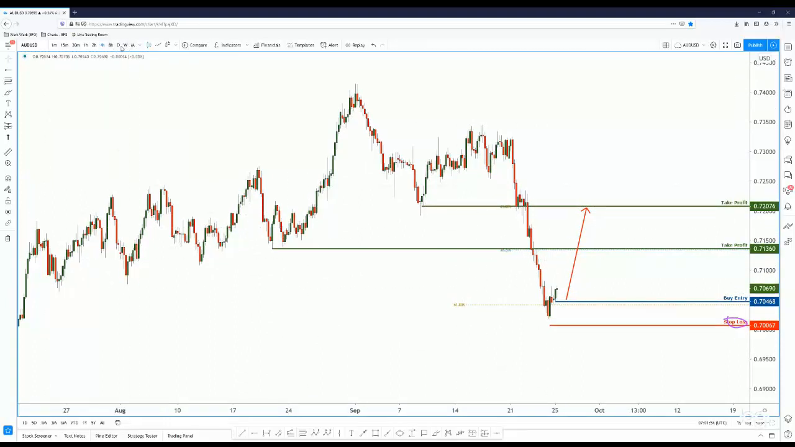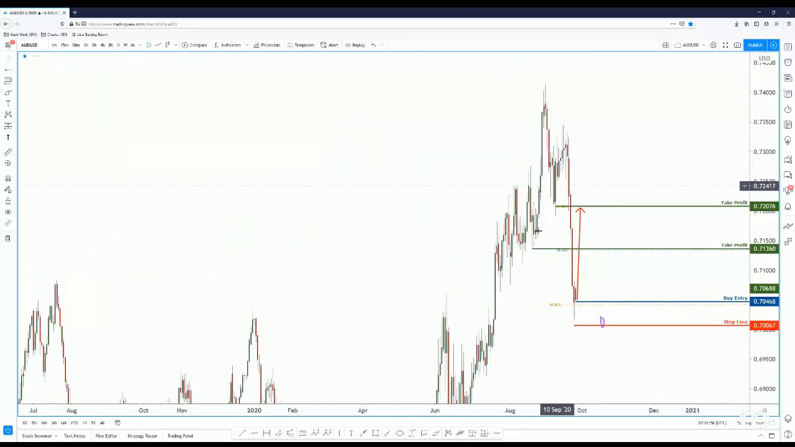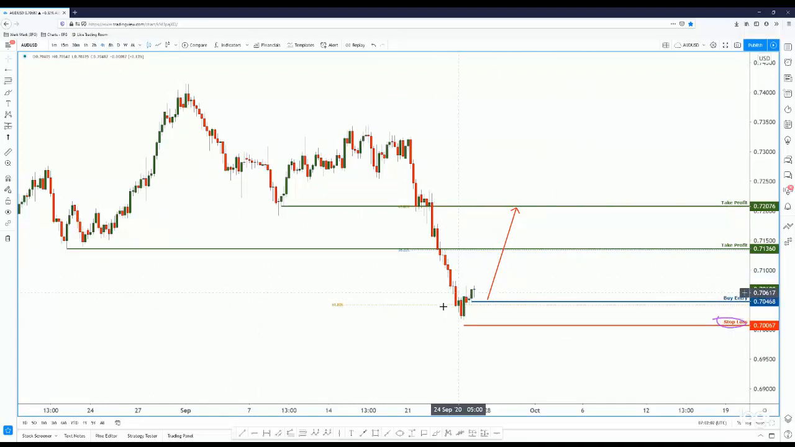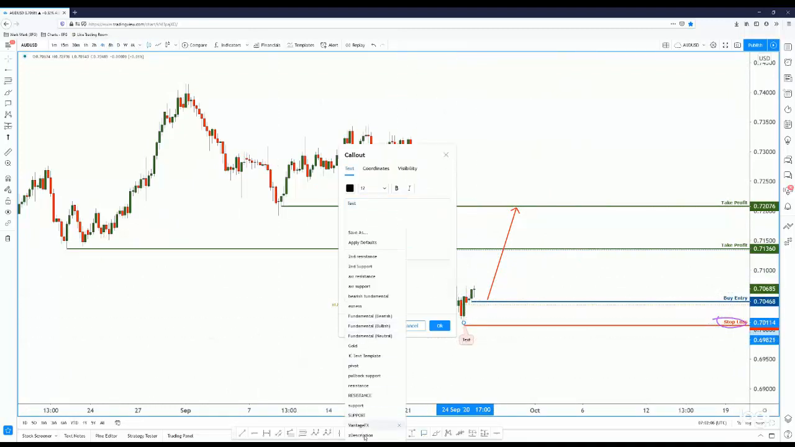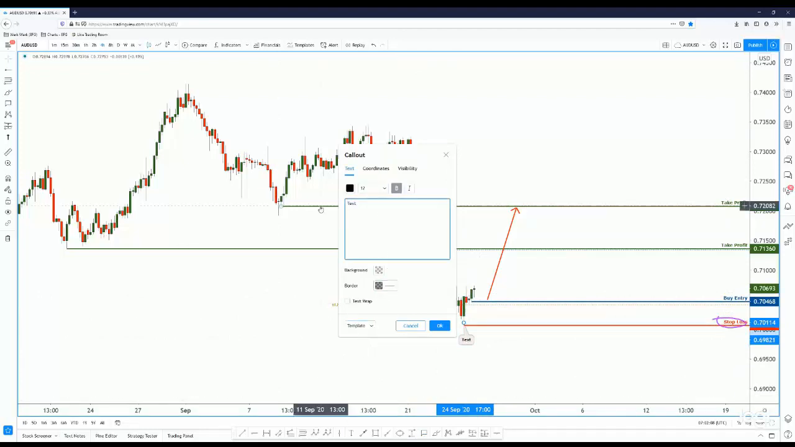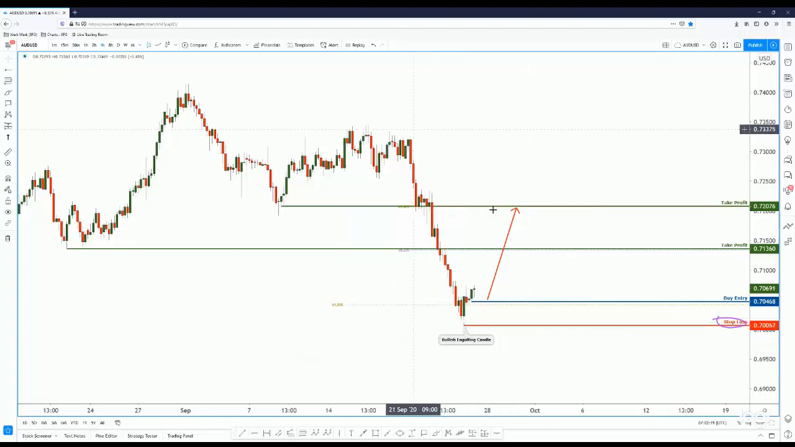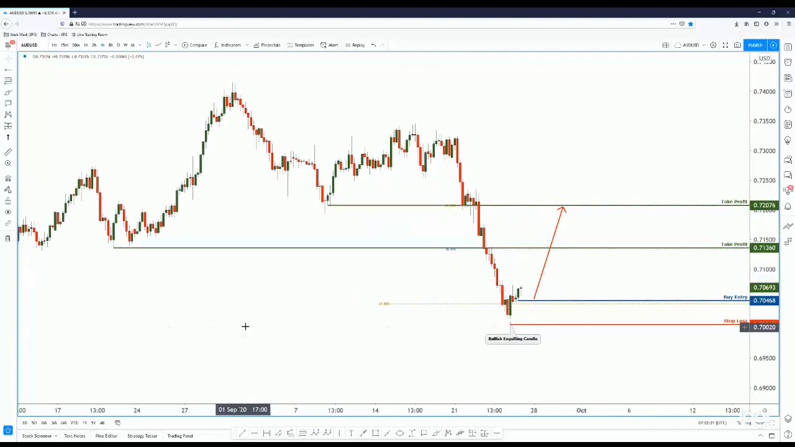Alright, daily it shows a reversal at 61.8, and if we go down to the 4 hour, the confirmation of the reversal is this bullish engulfing arrow over here. So I'm just going to put bullish engulfing, point it out to you guys. Alright, so it's a confirmation of a reversal, and we're just going to play a bounce.